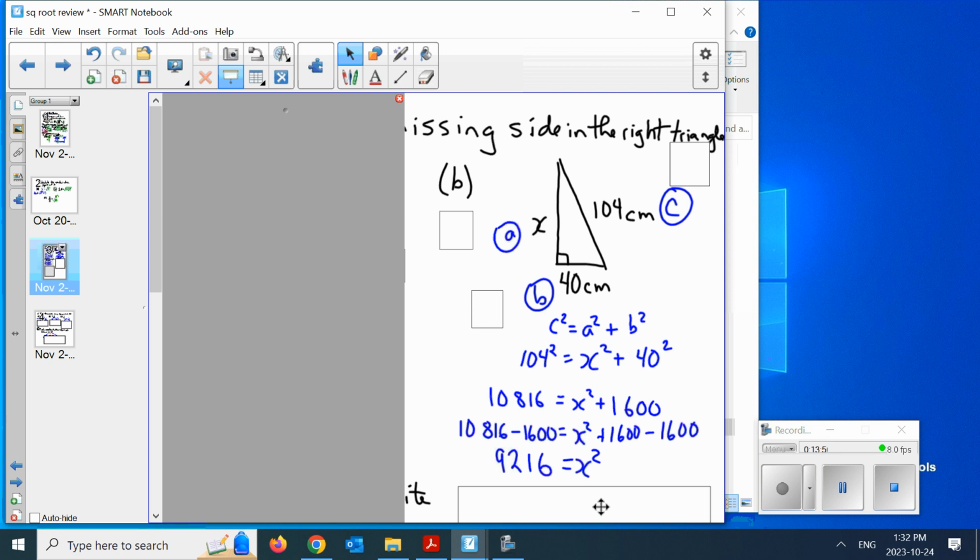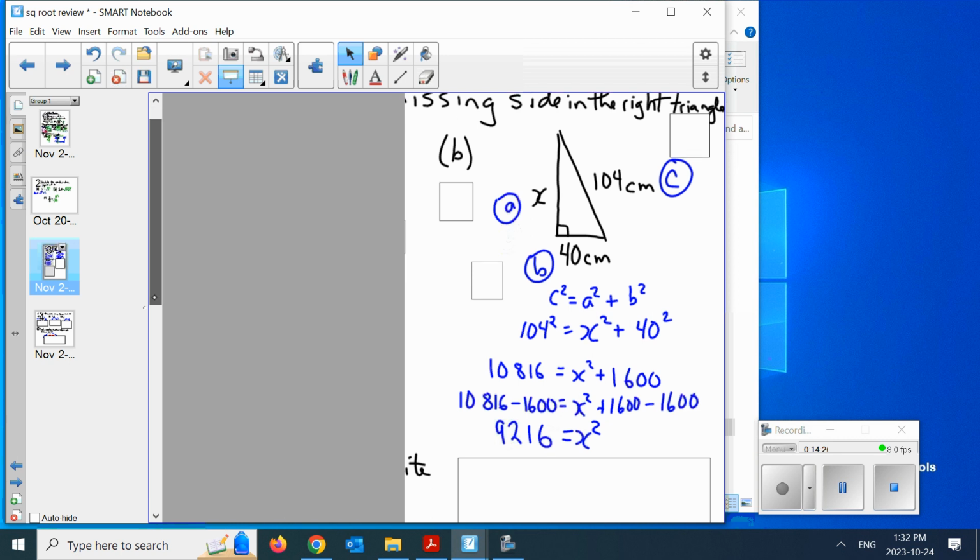Question? Yeah. Well, use your calculator. I wouldn't do this one in my head, because to do x squared, we do the square root of 9216. Oh, yeah, 96. You need a calculator for the square root. That's why I knew you couldn't do it that easily.